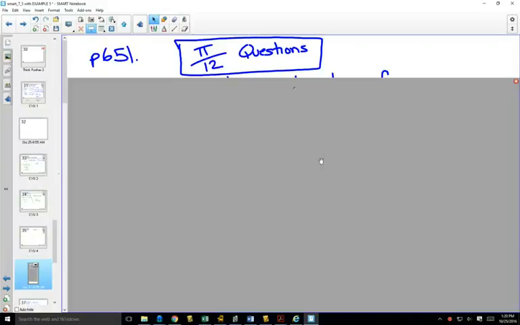So we are going to learn about the pi over 12 family. That space on your unit circle that was empty between 0 and 30 degrees, we will now be able to figure out, the pi over 12 family, without our calculators. So how does it work?